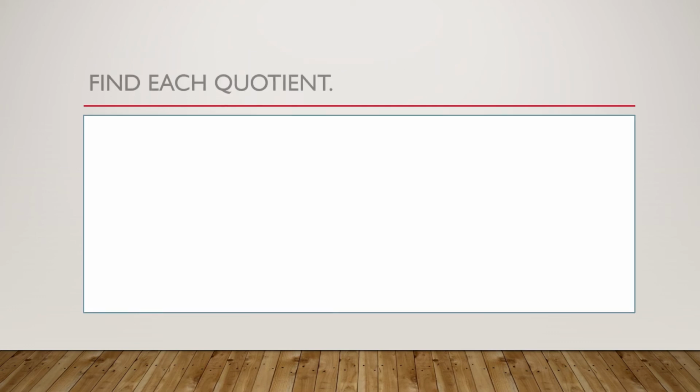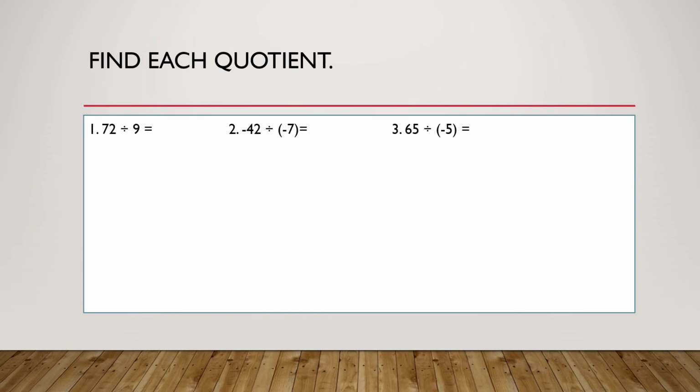Let's move on. Find the quotient of each. We have here 6 numbers, so let's divide them one by one. 72 divided by 9. Now, we know that 8 times 9 equals 72. Or 9 times 8 equals 72. So that means 72 divided by 9, the missing number is 8. So 8 is the quotient.